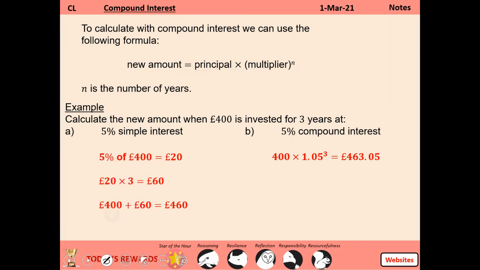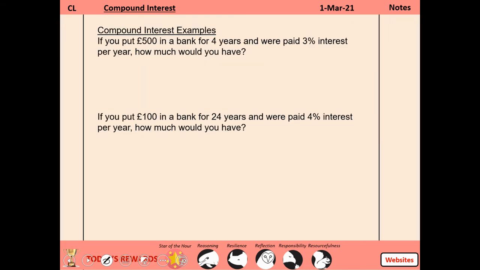Okay? All right. What I'd like you to do now is using the formula, please work out the compound interest if you put £500 into a bank for 4 years and we're paid 3% interest. So that's question 1. And then question 2, if you put in £100 in a bank for 24 years and we're paid 4% interest per year, how much would you have? So please work out part A and then part B using the formula. Okay, so have a go, then press play when you're ready to carry on.